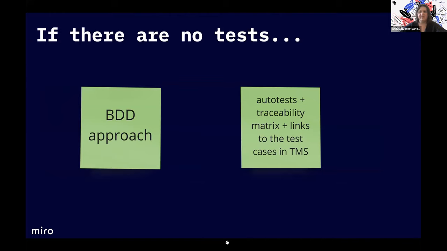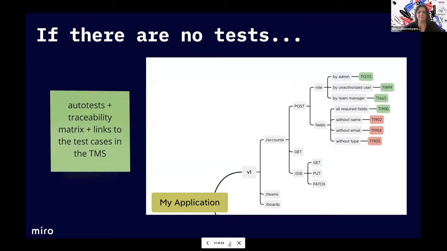Second one, it might be not so pleasant for you, but you can have an auto test with Cypress or with another framework, I would say a superficial, really high level framework, and a traceability matrix. The thing is that you will need to update it manually, and it might be a problem for you. But if you can provide an integration, some links to test cases in your TMS, you can evaluate the coverage really easily. And what I really like about traceability matrix is that you don't need to have this ugly, big, large, enormous table anymore.